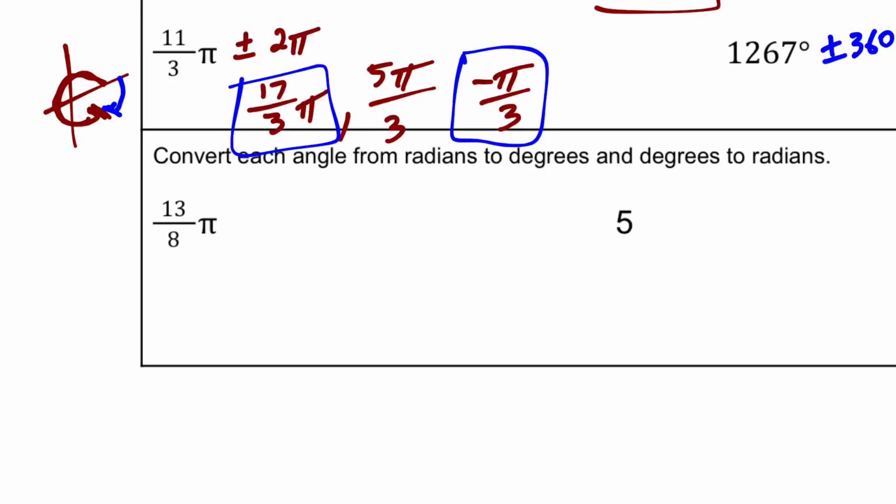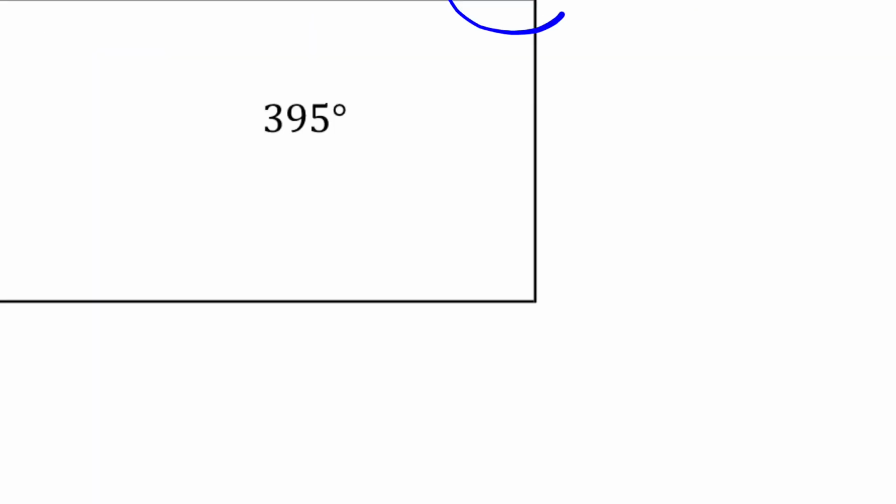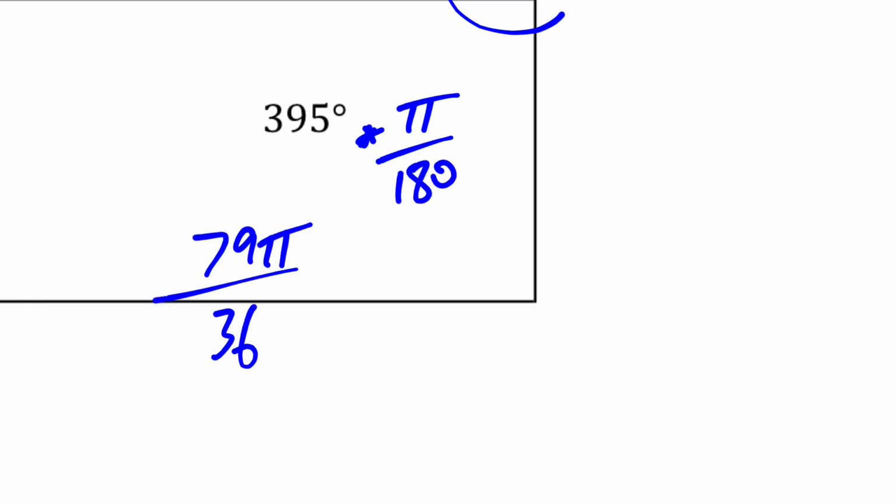To convert 13 over 8 pi into degrees, I just multiply by 180, and this becomes 292.5 degrees. Since this is 5 radians, I can do times 180 divided by pi, and I get 286.5. For 395, this is like multiplying by pi over 180. I could write this as 79 pi over 36, or I can simply write it as about 6.7.